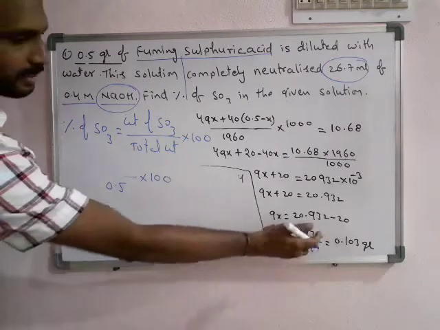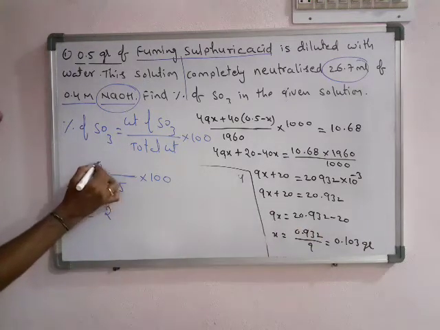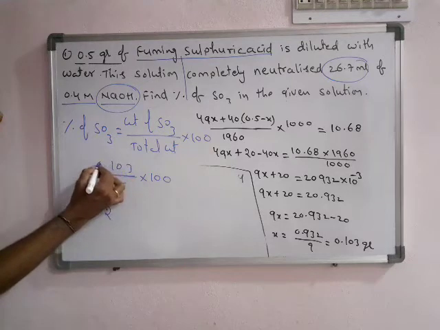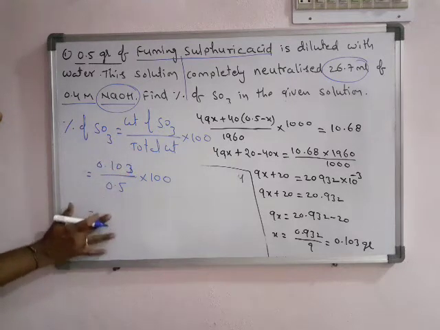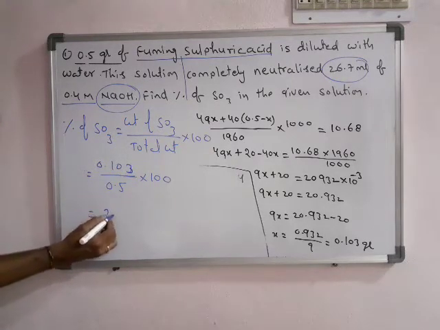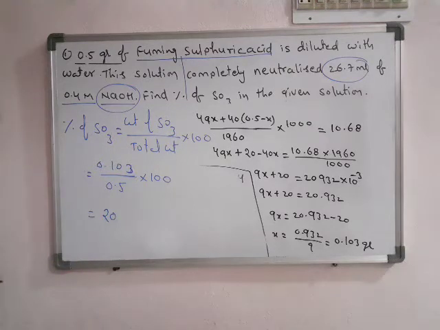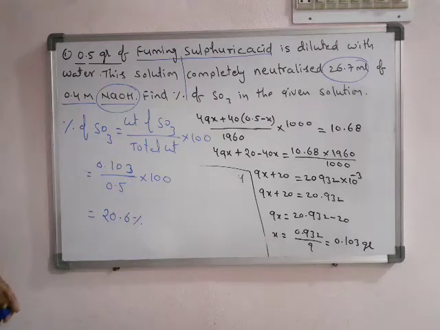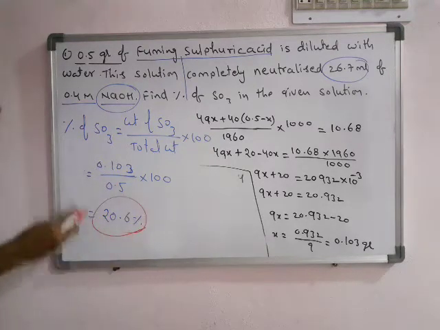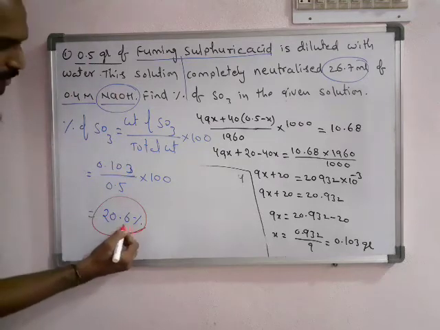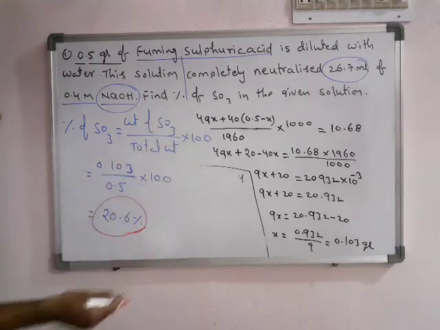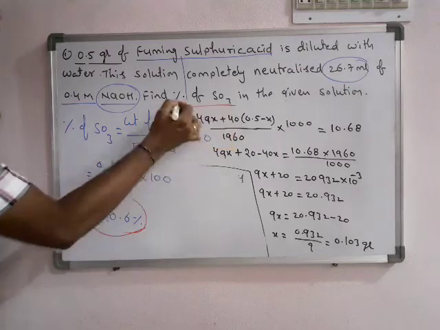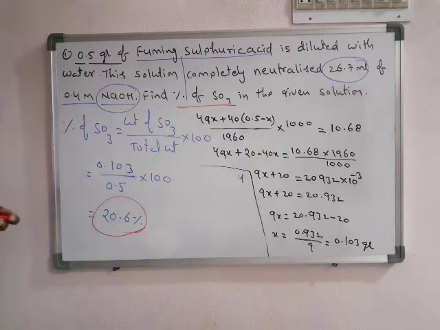So after calculation here we get 0.103. And finally approximately we will get 20.6%. So this is the composition, nothing but the percentage of SO3 in it. And from this we are able to calculate the percentage of H2SO4 also, but here it is asked only the percentage of SO3.